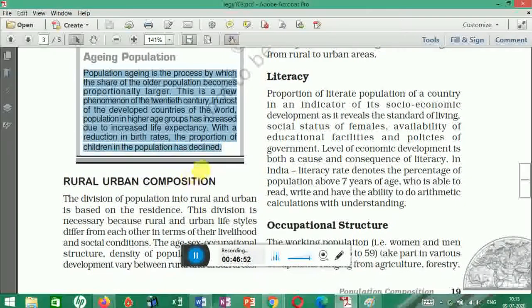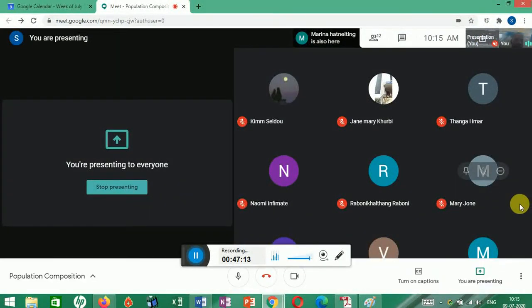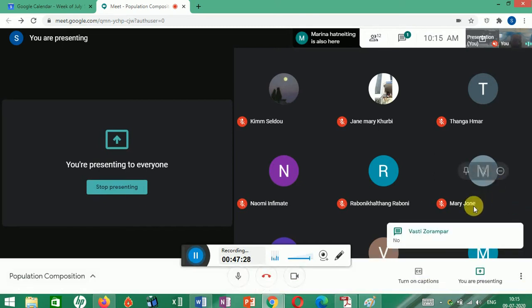And at the same time, we have reduction in the birth rate. Okay, there is decrease in the birth rate, and the proportion of the children in the population has declined, and the proportion of the old people is higher. That is called aging population. Okay, so any question up to here? Okay, so let us proceed.